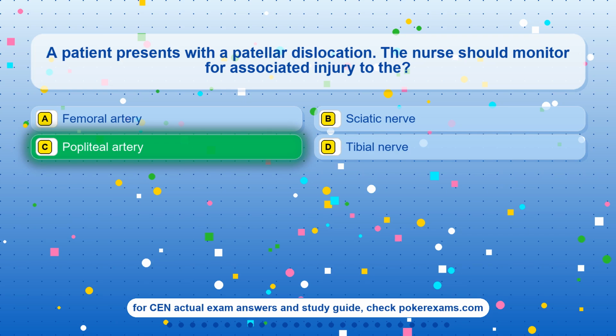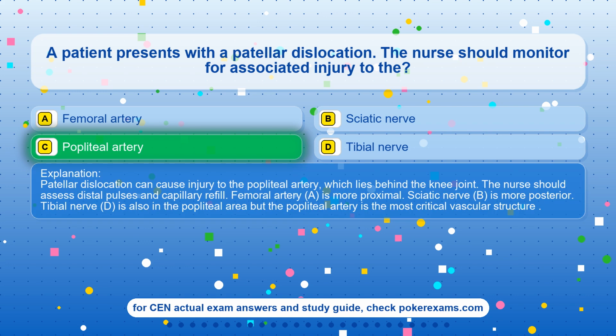The correct answer is option C, popliteal artery. Patellar dislocation can cause injury to the popliteal artery, which lies behind the knee joint. The nurse should assess distal pulses and capillary refill.